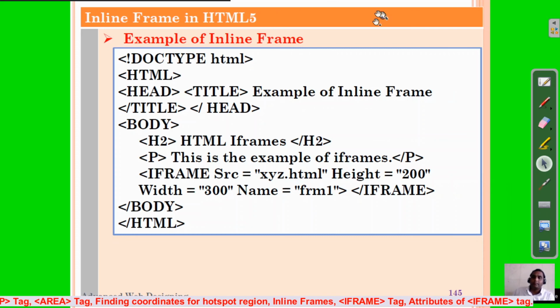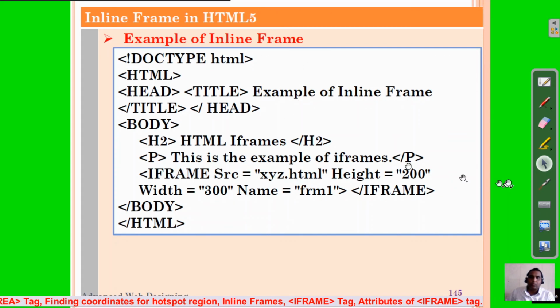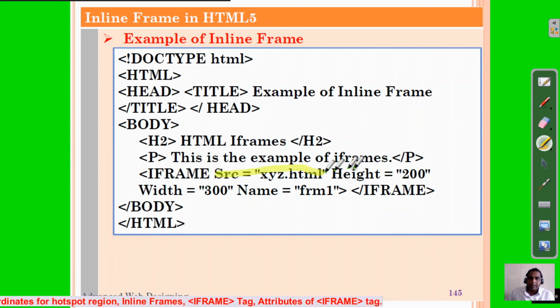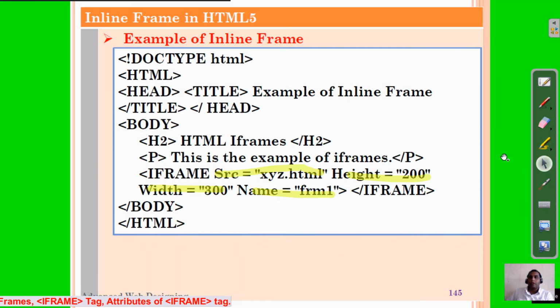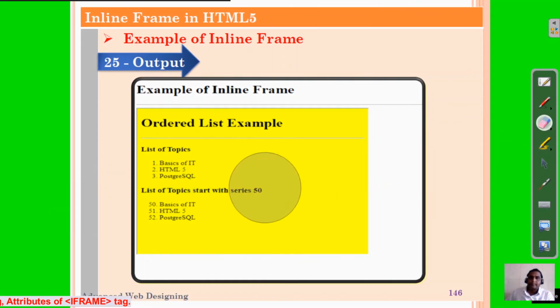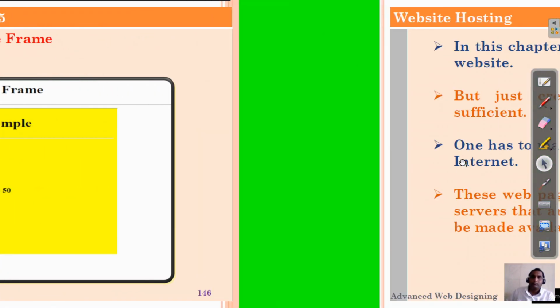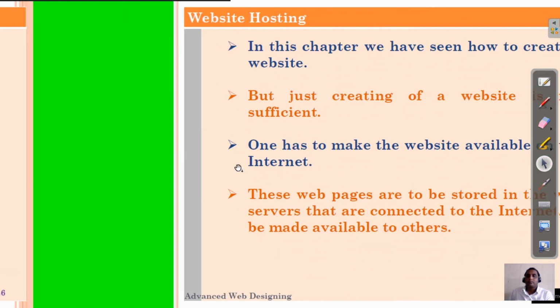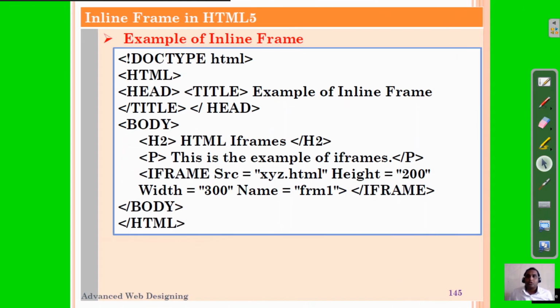Example: iframe src equals xyz.htm. Height I can specify, width I can specify, name I can specify. This is how it will look. The code goes, and the output is something like this, which I already showed. Take a screenshot of this, all of you.